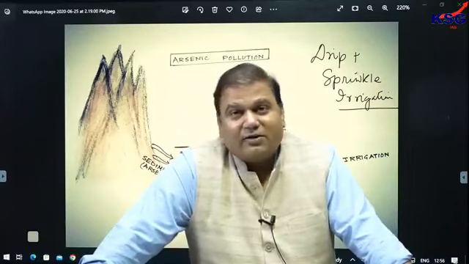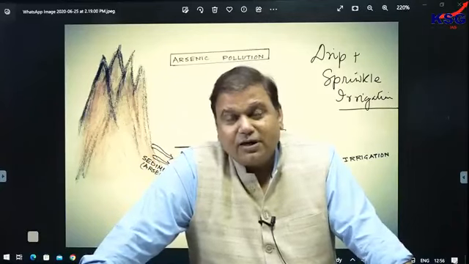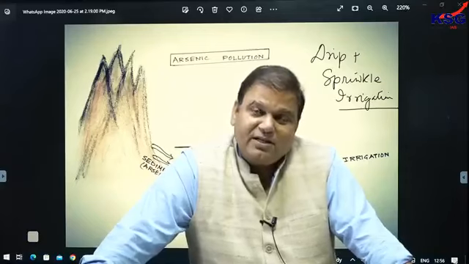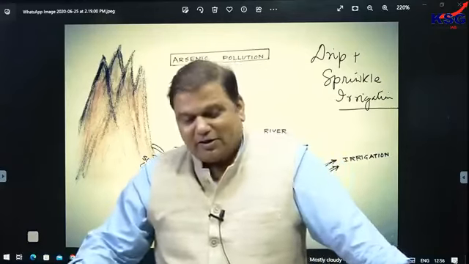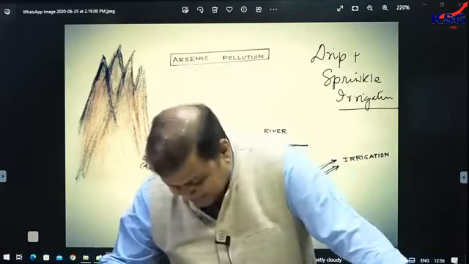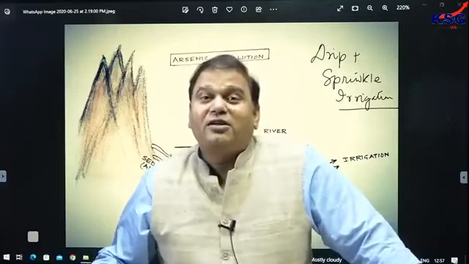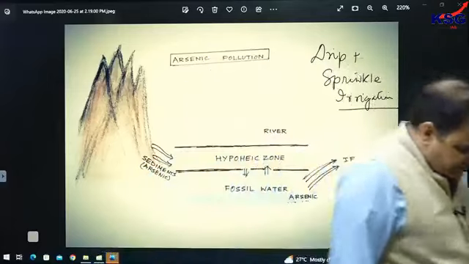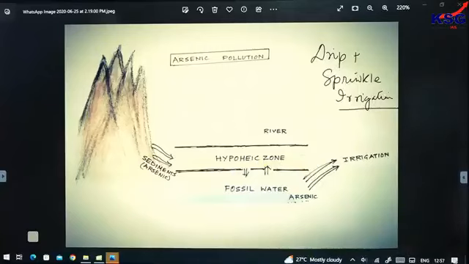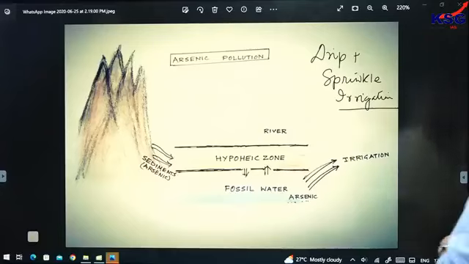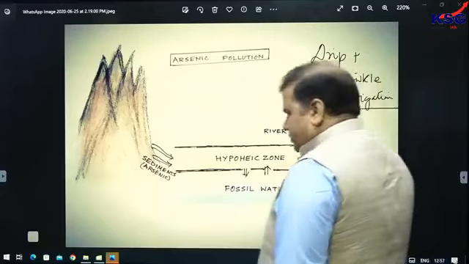But this is a rice and wheat producing area. If you are using drip and sprinkle irrigation, it cannot be conducive for cultivation of rice and wheat. So it means that you have to change the crop pattern. For this purpose, the crop pattern also needs to be changed.